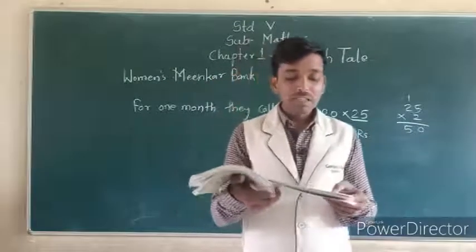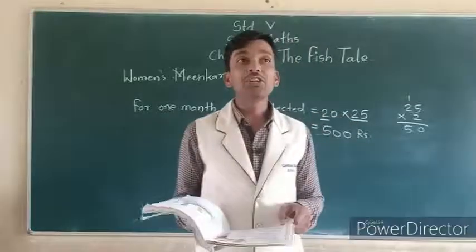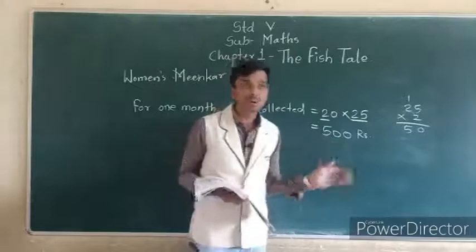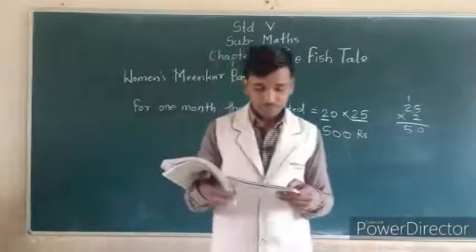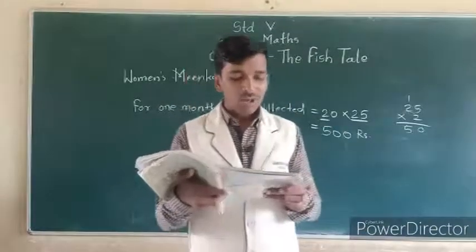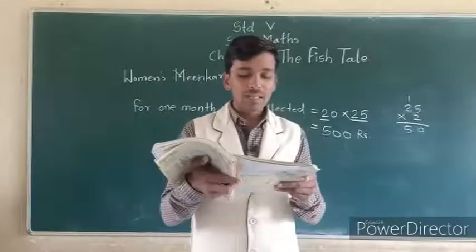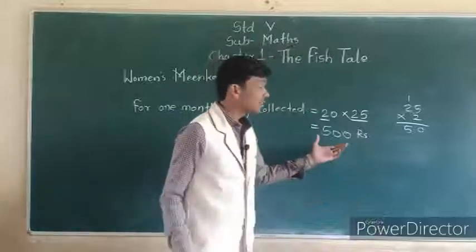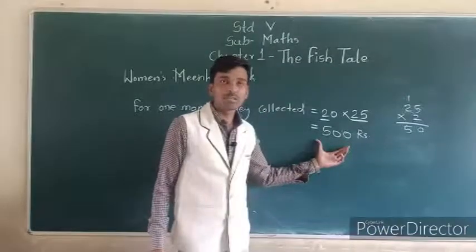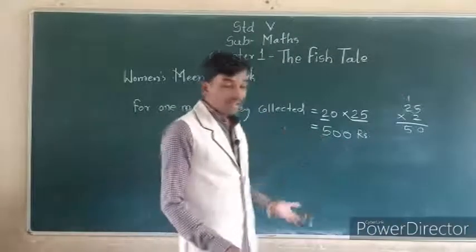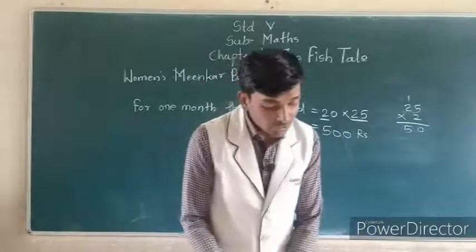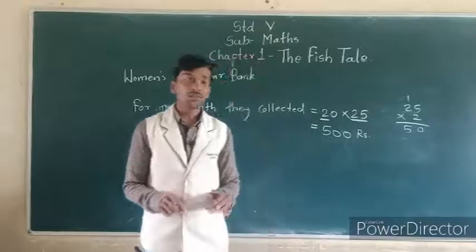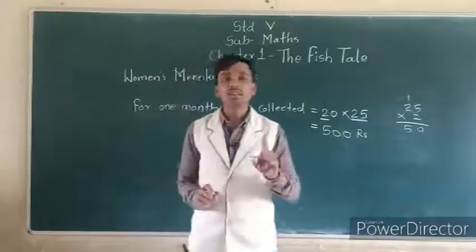How much money does the group collect each month? In each month they can collect 500 rupees. Second question: how much money will be collected in 10 years? In 1 month they can collect 500 rupees, and they ask for 10 years. First of all, we have to find for 1 year.